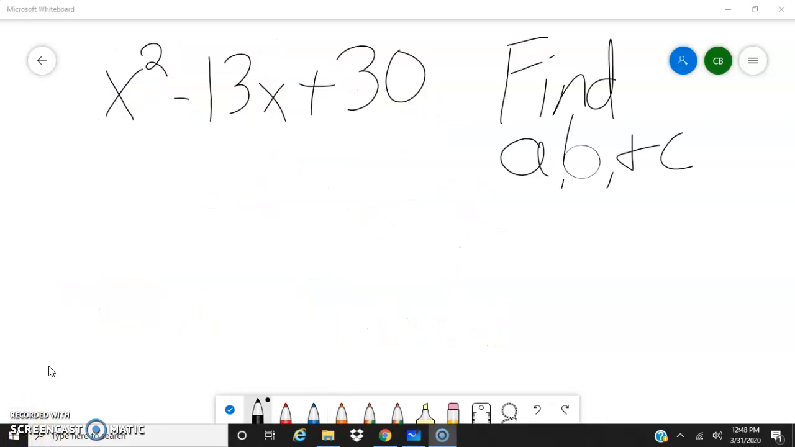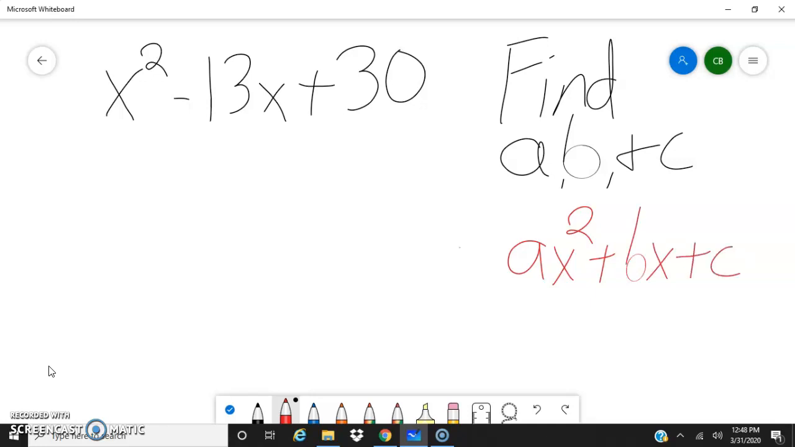All right, let's take a look at this example here. Before we even get into factoring this, we need to know where each part is located. So if we go back to that form, ax squared plus bx plus c, we need to figure out first what a equals, what b equals, and what c equals.